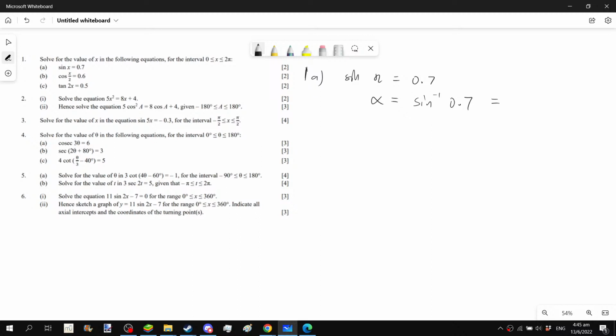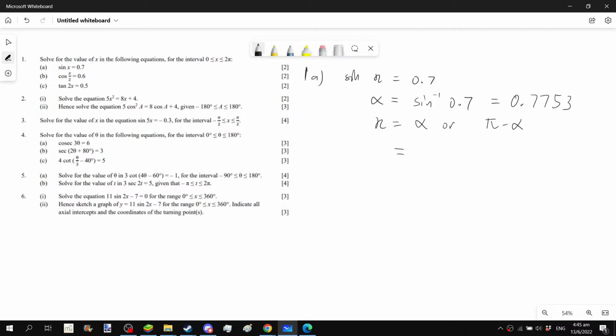The question is in radian mode. Make sure your calculator is in the correct mode. This will give you 0.7753, from which it's quite clear that x will be the basic angle, or it could be the second quadrant, which will be pi minus the basic angle.